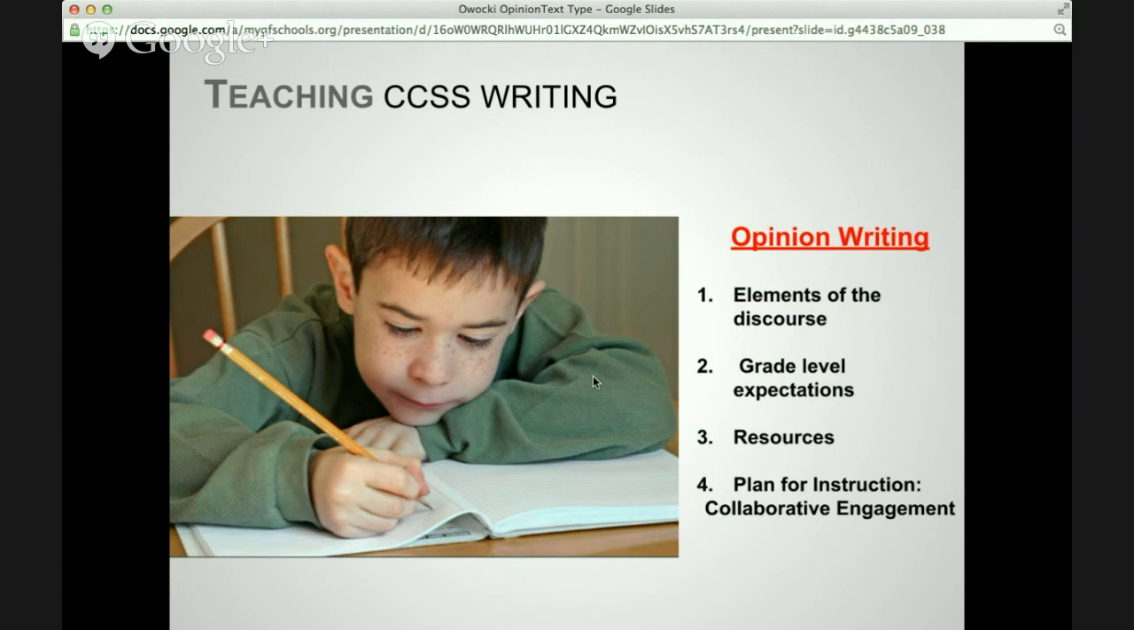One of the fun parts of opinion writing, if you will, is that you get to hear your students' voice. You get to read and listen to what they think about a topic, and that is joyful for students, and I think joyful for teachers to read what it is our students are thinking.